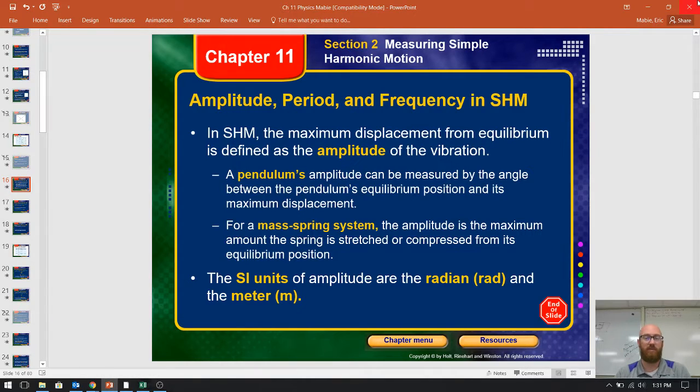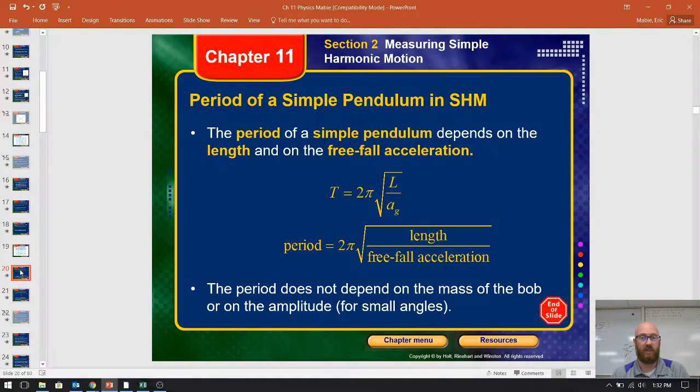Now the hard part for people to remember is that SI units of amplitude are in radians. I know I've been saying degree, degree, degree up until this point. Unfortunately, these are in radians. So that's going to be a change. You're going to have to just remember it. Simple harmonic movements you should deal with in radians.